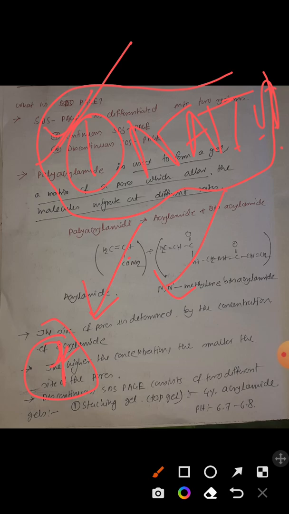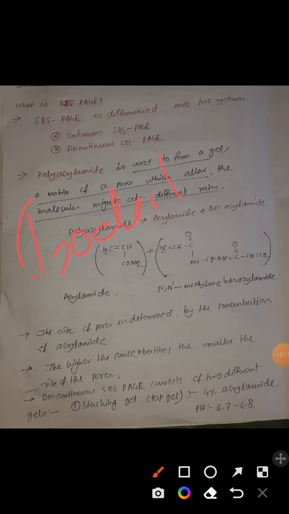Along with native PAGE and SDS-PAGE, there is another kind of PAGE called isoelectric focusing, where we are using the property of protein called pI. This is the pH at which the protein does not migrate towards either electrode. So on the basis of the pI and the differences in charges, we are using isoelectric focusing to separate protein. We will come to this topic too.